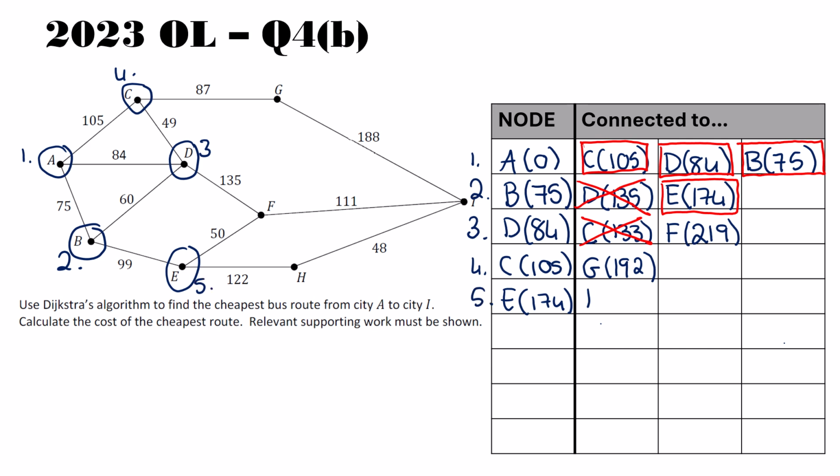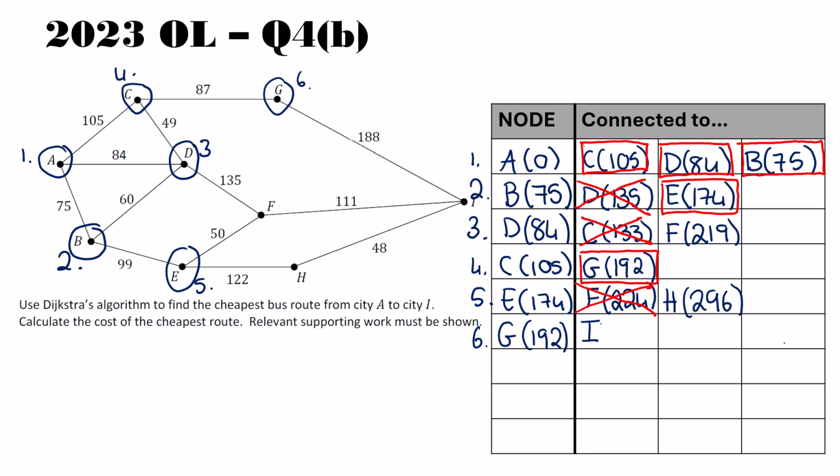E is connected to F, which is 50, so that's 224, and H, which is 122, and that's going to give us 296. We have a duplicate now. We have two values for F, so I'm going to get rid of that bigger one. Our next smallest node is going to be G. So G gets locked in as node number 6. G is 192. G is only connected to I, which is 188.